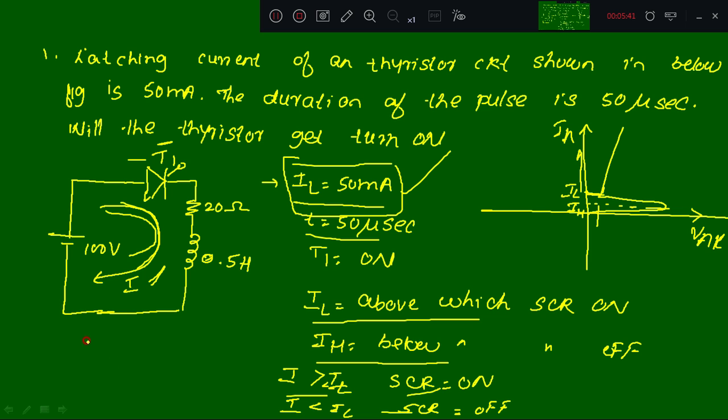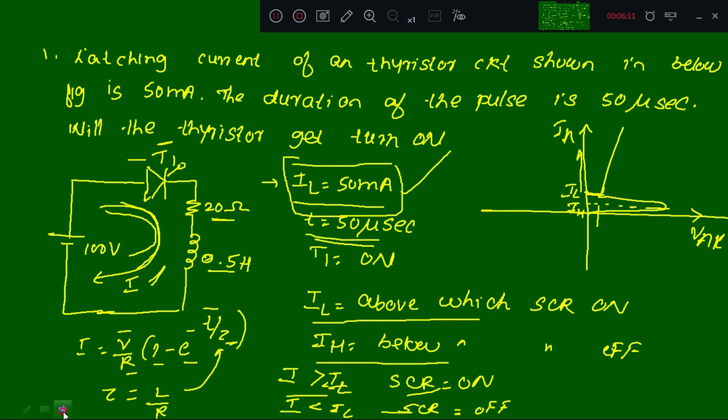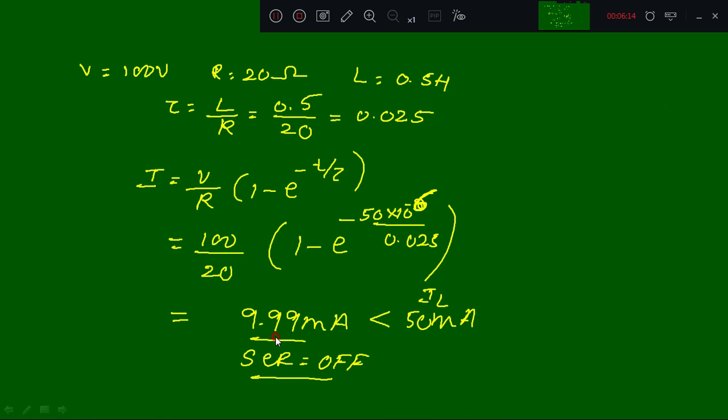The current formula for this circuit is I equals V by R into 1 minus e raised to minus t by tau. V is 100, R is 20, and t is given as 50 microseconds in the question. Tau we should calculate as L divided by R, where L is 0.5 and R is 20. Calculate and substitute here. You will get the circuit current as 9.99 milliamps, which is less than the latching current. So SCR is off. We'll take the second numerical.